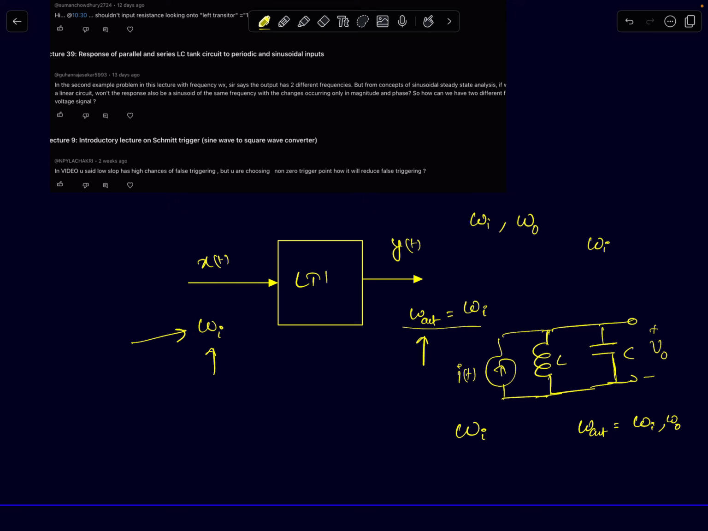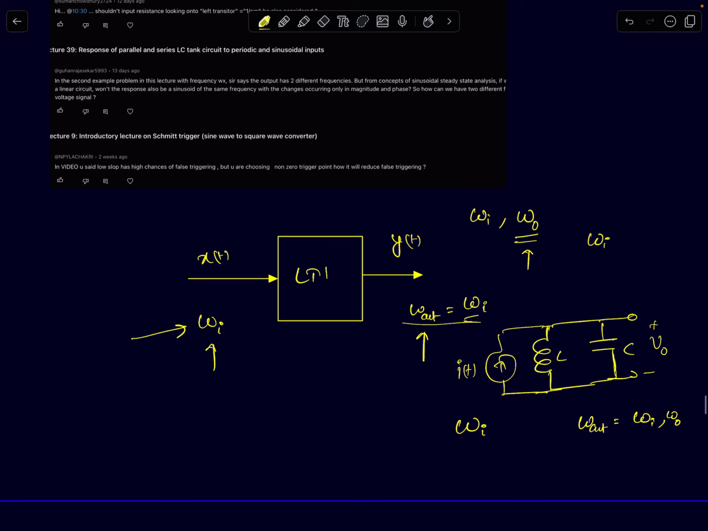But for this circuit, I didn't get time to go through the entire video, but I'm assuming it's some parallel or series LC tank circuit. It's a resonant circuit. I have discussed in the video that there are two different frequencies: the input frequency and also another frequency, omega naught. How can a system have two different frequencies when it is linear? It's an LC circuit, built using linear circuit elements. Inductors and capacitors are linear circuit elements. So how can you have a different frequency when you have a linear system? That's the question.